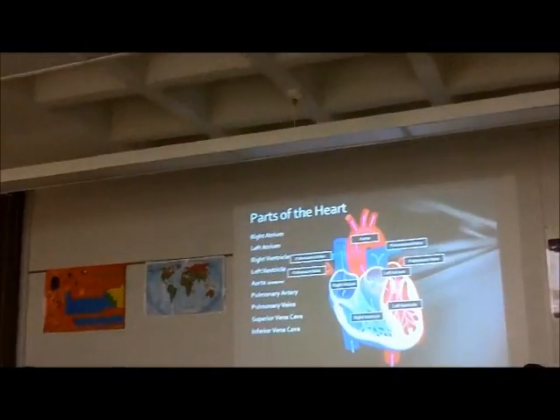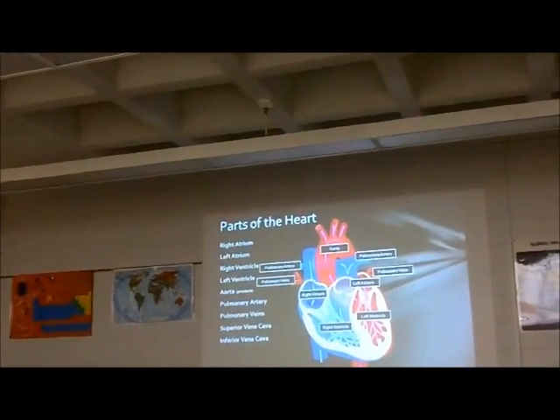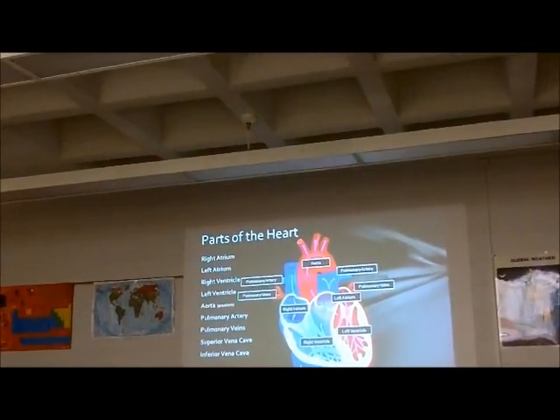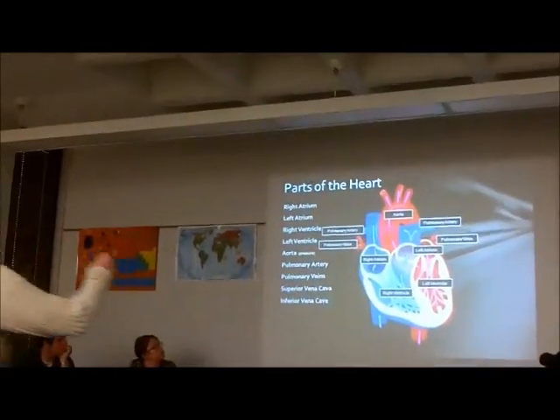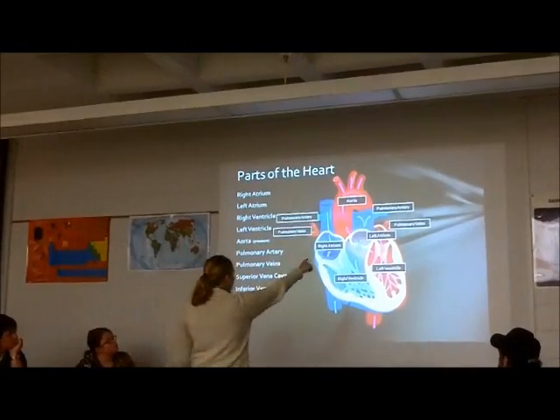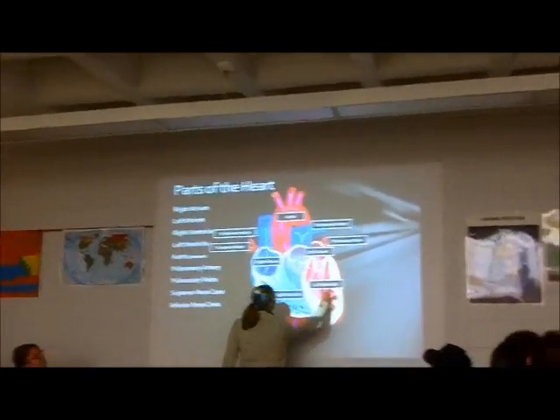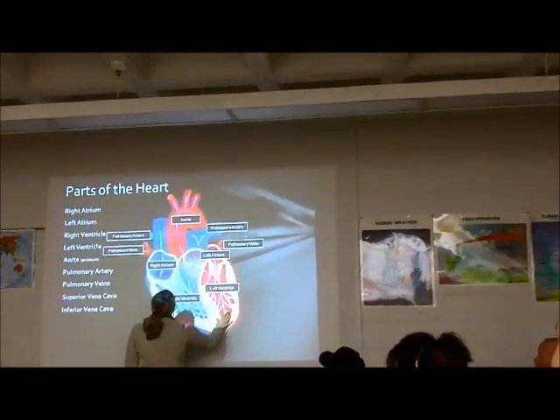Why is the aorta red then? I mean, is it oxygenated? Yeah, the aorta is oxygenated because right after it comes in from the lungs through the pulmonary veins, it was just oxygenated, comes through here, and then shoots out to the rest of the body.